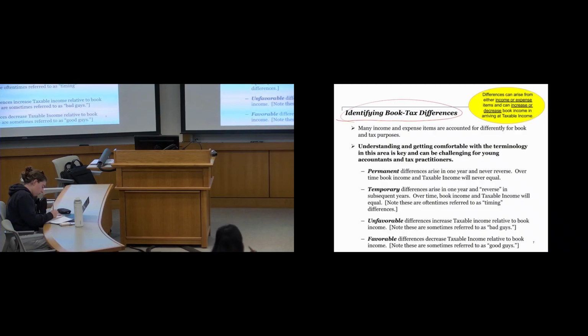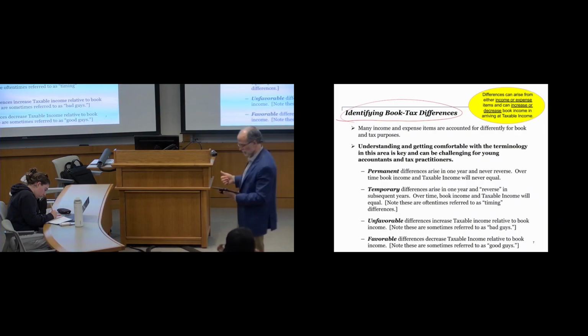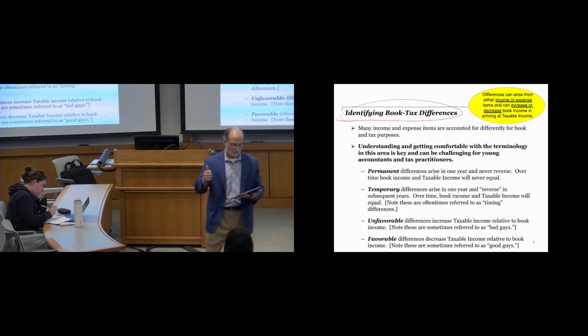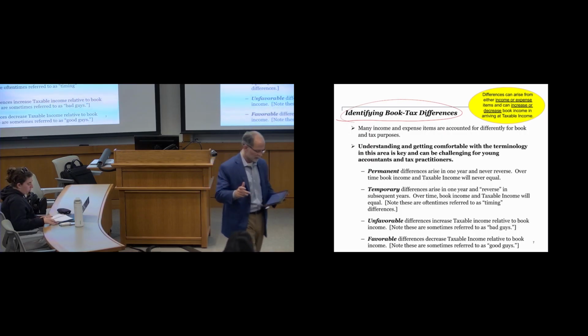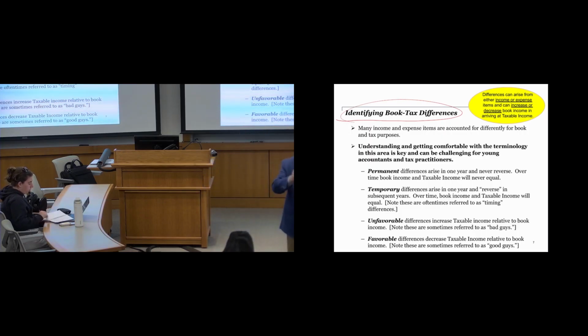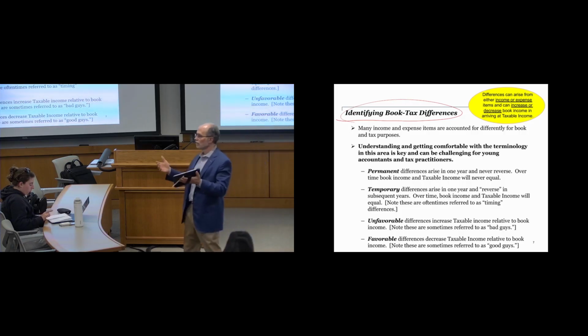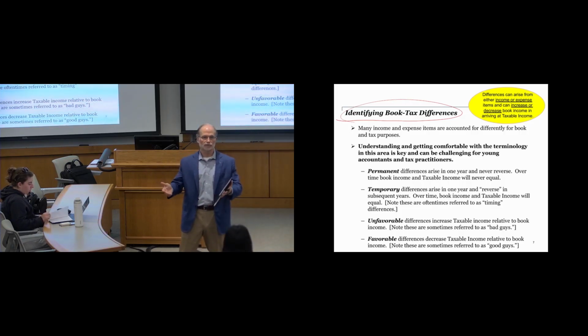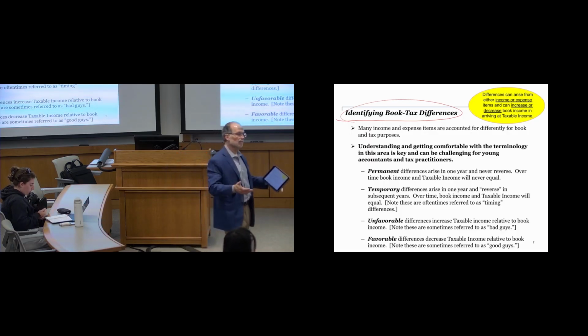Okay, meat of this chapter. Identifying book tax differences. Many income and expense items are accounted for differently for book and tax purposes. That is just because they have different objectives, right? What is the purpose of accounting rules? They are to provide information that can be relied upon by stakeholders in making decisions whether to invest or to lend to an organization, right?